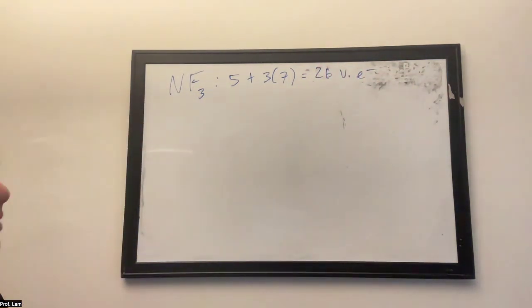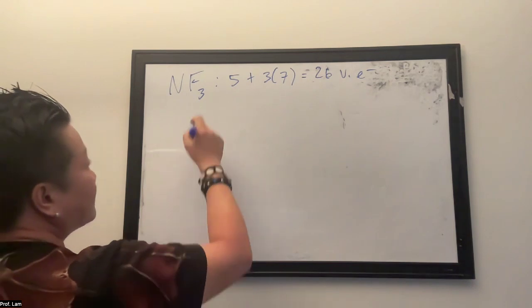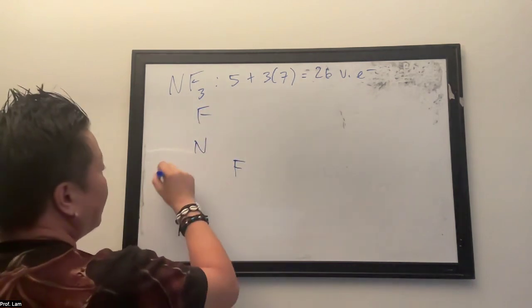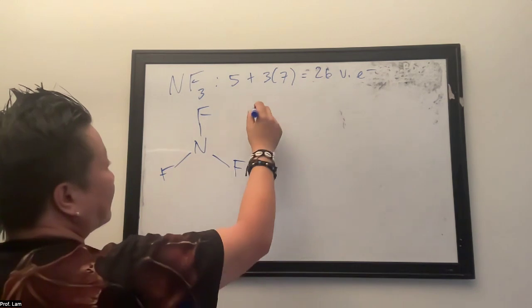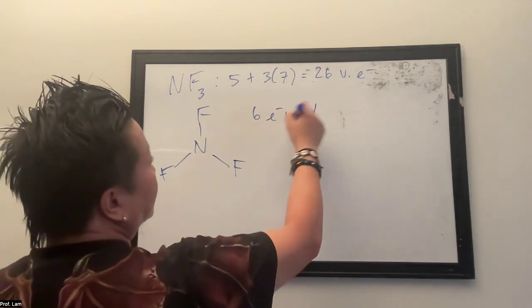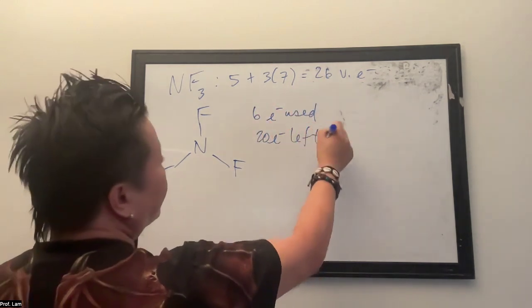All right. So start with that. We got 26 valence electrons. N is the central atom. Put F around. That's 6 electrons used. We've got 20 electrons left, right?